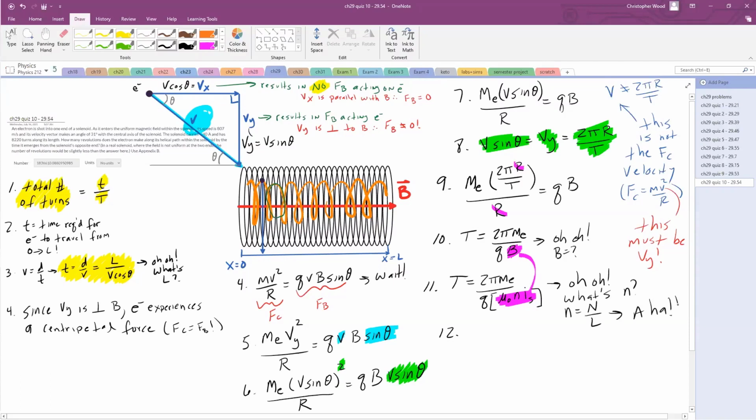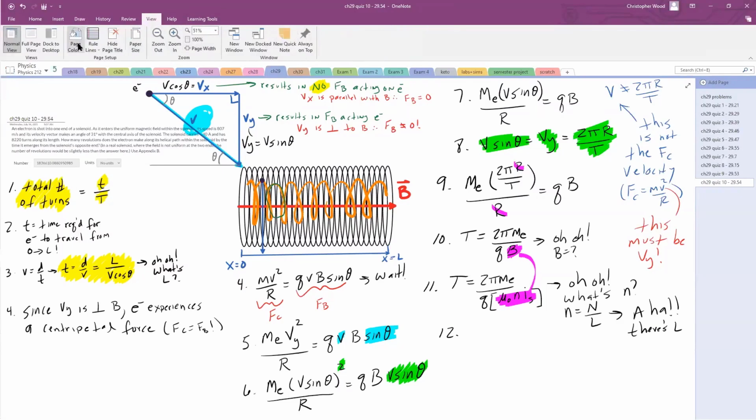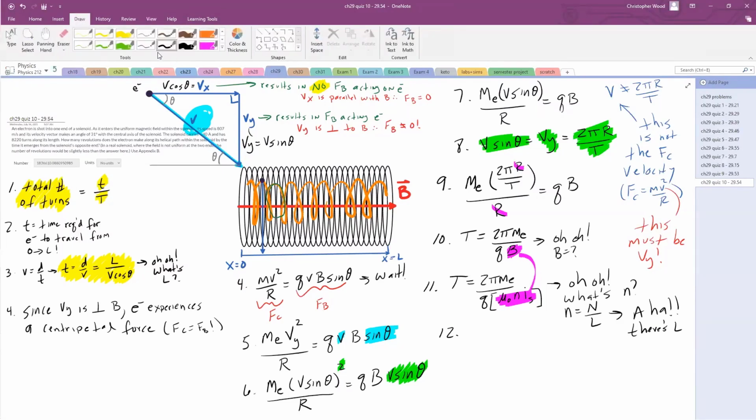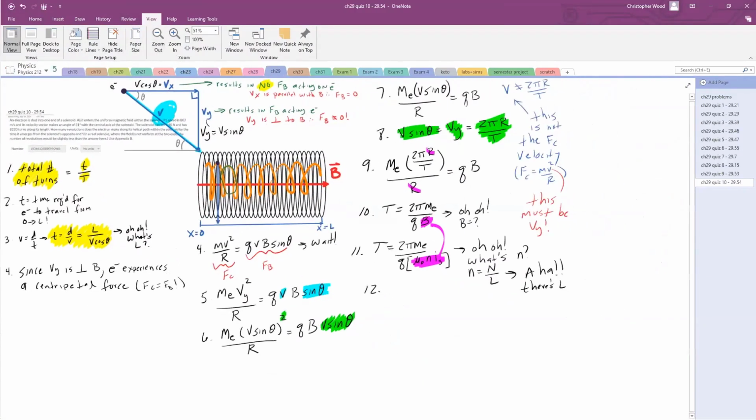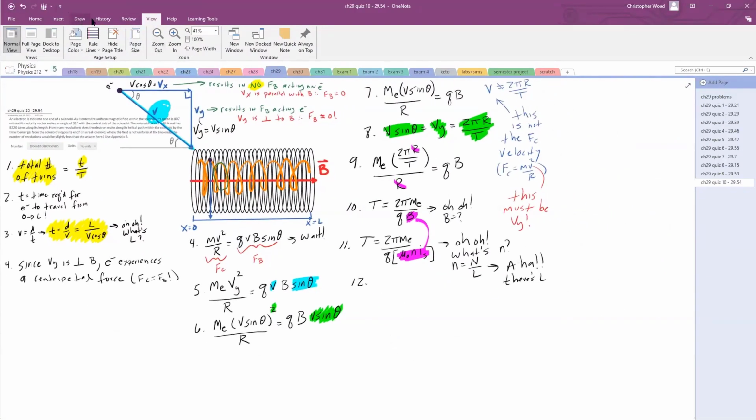Now all of a sudden I can start breathing again. There's L. So an aha moment is upon us. All of a sudden L appears, and I'm counting on it canceling out. So I'm writing aha, and I'm feeling like the glass is half full because while I don't know the length of the solenoid, maybe the L's cancel. So that's what I'm crossing my fingers for, hoping for.